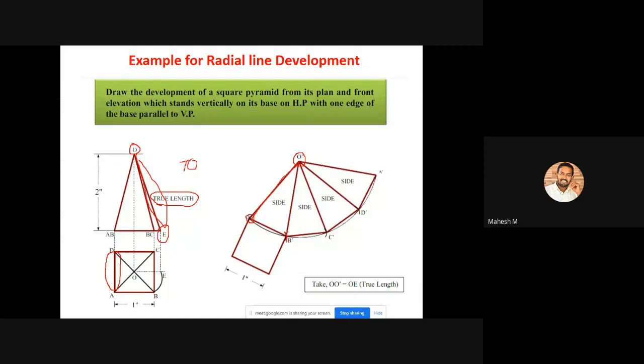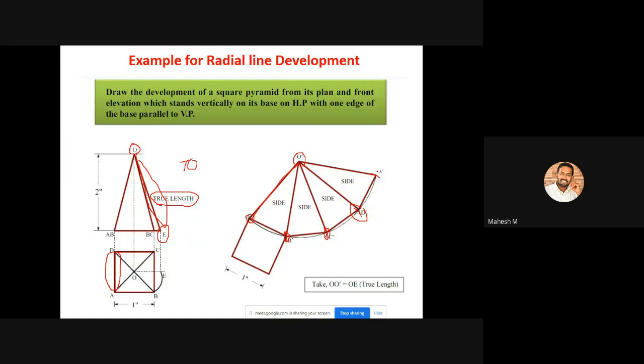Then you can place your compass exactly at this point and create an arc like this. Then place your compass exactly at this point and make an arc like this. After that, place your compass exactly at this point, then create an arc like this. So you have to create 4 arcs with a dimension of 40 mm. What is the need of 4 arcs? You have to create 4 triangular faces. So you'll be creating 4 arcs.